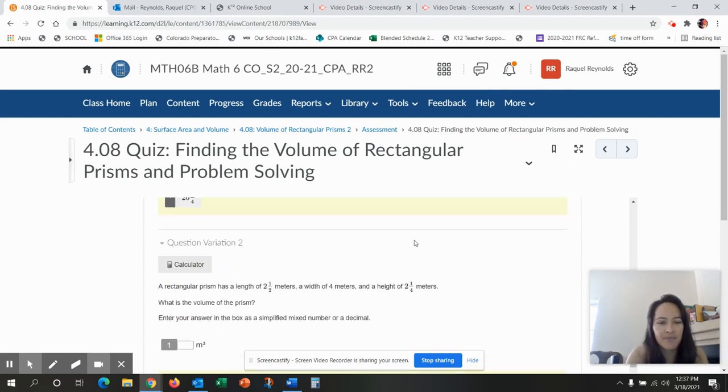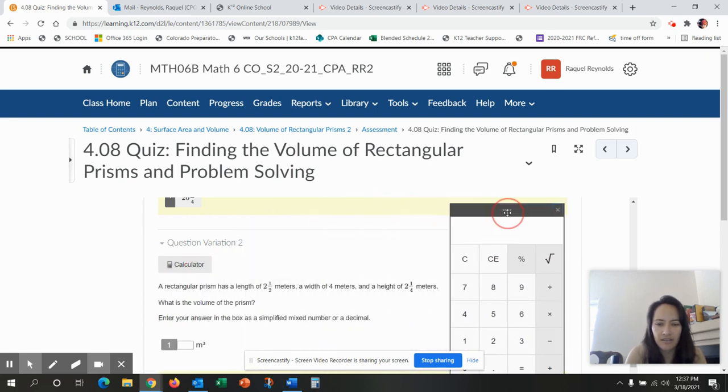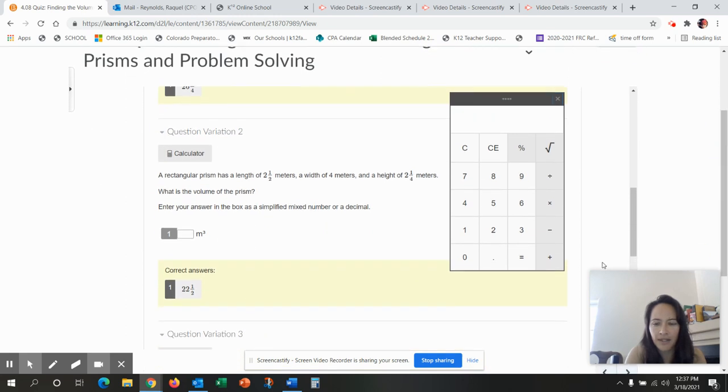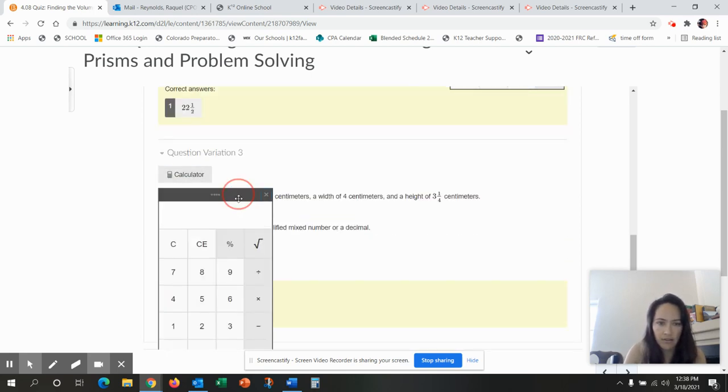Okay, let's do it again. All right, calculator. There we go. That'll work. 2.5 times 4 times 2 and 25 hundredths, 2.25, equals 22.5. Boom, 22.5. Well done. Let's try this one.